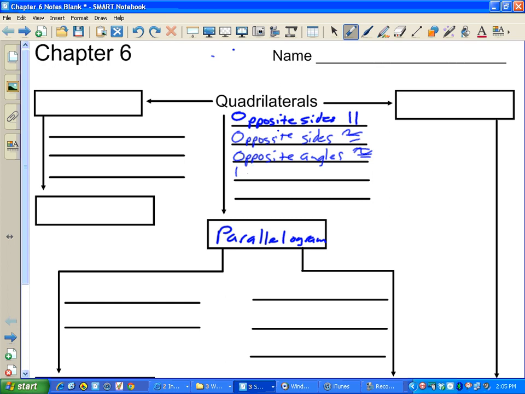Okay, one angle is supplementary to both consecutives. So to both consecutive angles. That's another way to prove they have a parallelogram.